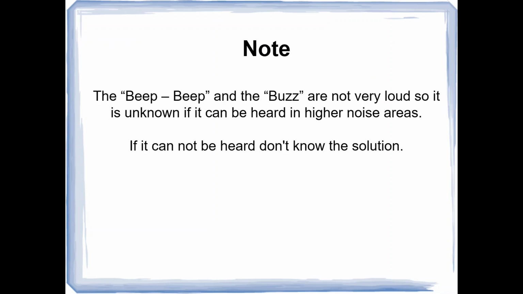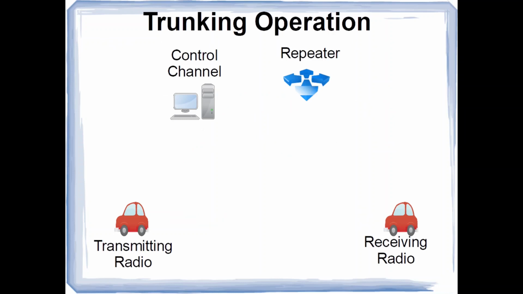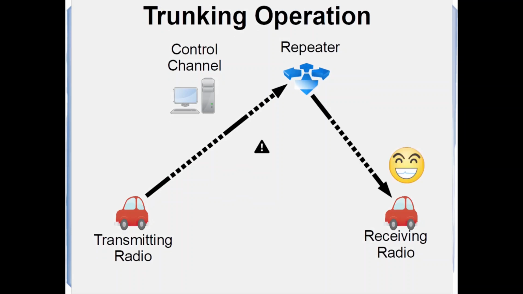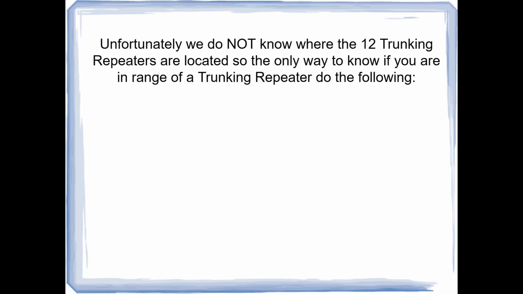This cannot be changed. All radios use channel 3. Now talk, it goes to the repeater. Then down from the repeater to the receiving radio. Remember, all of this happens with a single press and hold of the mic button.